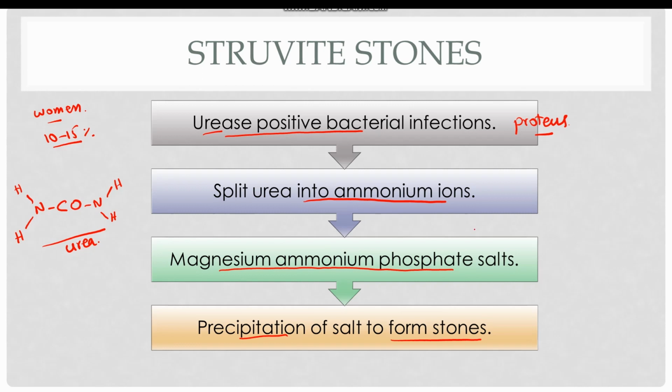Struvite stones are typically large and formed in the pelvis of the kidney. These stones can be so large that they can completely fill the pelvis and partially protrude into the calyces, forming horn-like structures. Therefore, they are also known as staghorn stones.